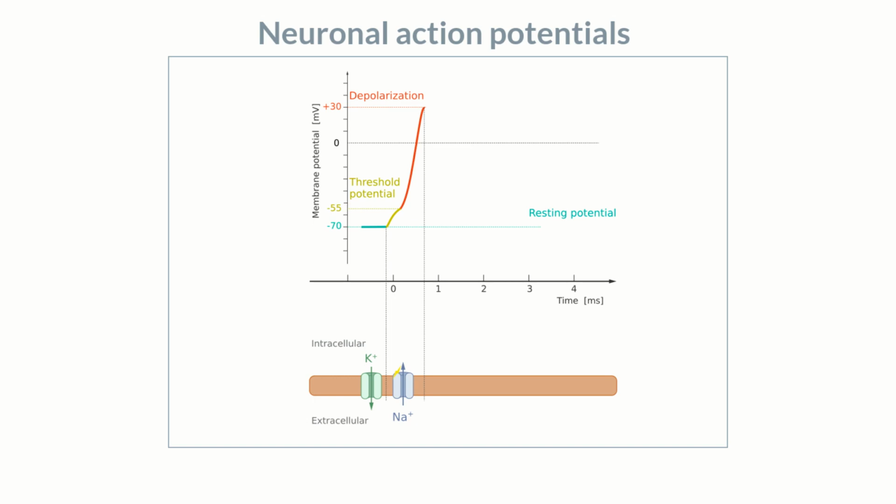Independent of the triggering stimulus, the maximum value attained always lies at around +30 millivolts as soon as the threshold potential is reached and an action potential formed. This is generally referred to as the all-or-none law.